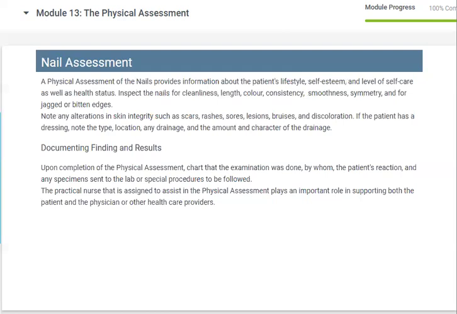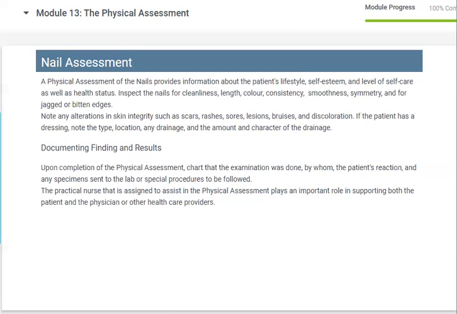Nail assessment. A physical assessment of the nails provides information about the patient's lifestyle, self-esteem, and level of self-care as well as health status. Inspect the nails for cleanliness, length, color, consistency, smoothness, symmetry, and for jagged or bitten edges.